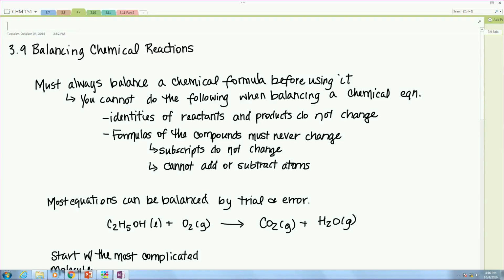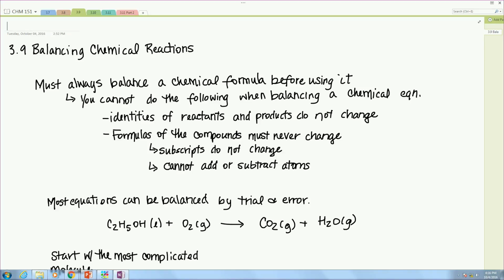Okay, so the next section is going to talk about how to balance chemical reactions. You always have to balance a chemical formula or a chemical reaction before you can use it. And you cannot do the following when you balance them. You can't change the identities of reactants and products, and you can't change the formulas of the compounds. So you can't change the subscripts, and you can't add or subtract atoms.